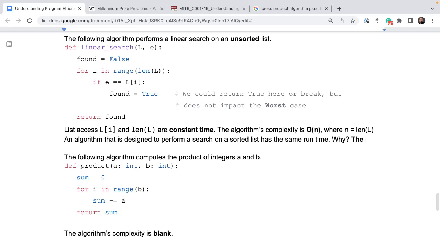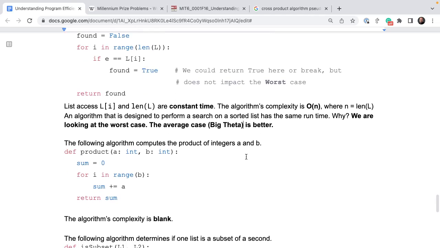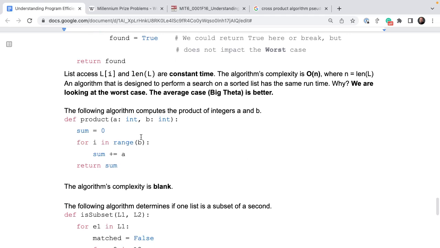So now we are looking at the worst case. The average case is better. And we're not going to talk about this in the course, but just throwing it out here, the average case would be big theta. So big O is worst case, big theta is average case, and big omega is best case. So there's that one right there. Try this one right here.